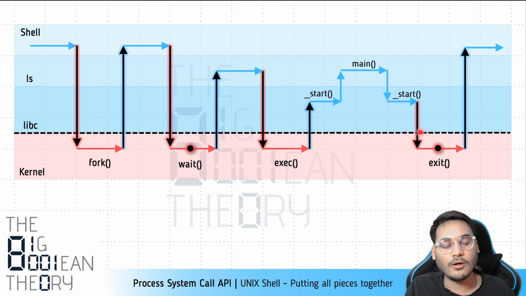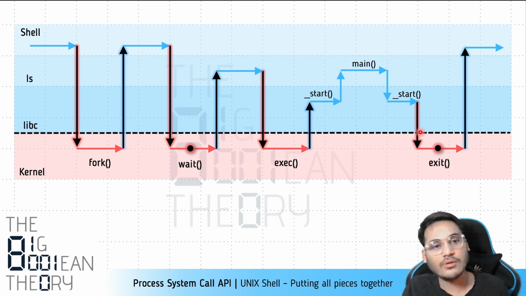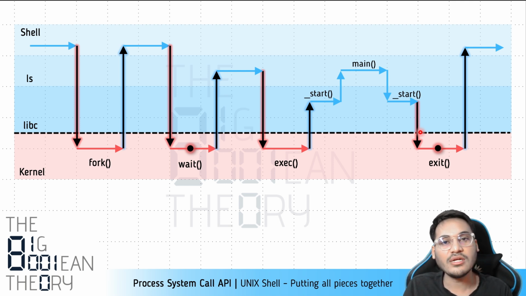Once it has called exit, all of its resources would be deallocated. Only its process control block will remain in the system, briefly, in zombie state, as we talked about in the previous video, because it contains the exit code of the child process. So when we call exit, the ls process will be terminated, all of its resources deallocated, and just its process control block will remain for a brief while in zombie state, because it contains the exit status of the ls process.